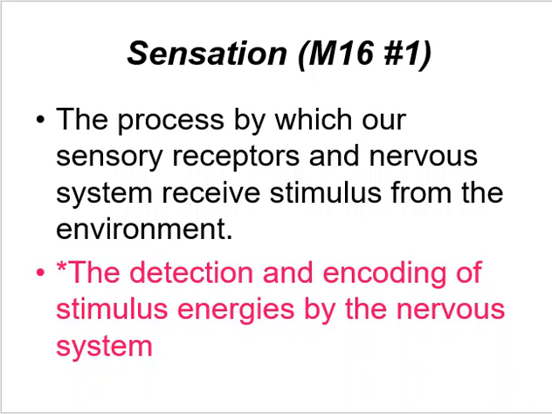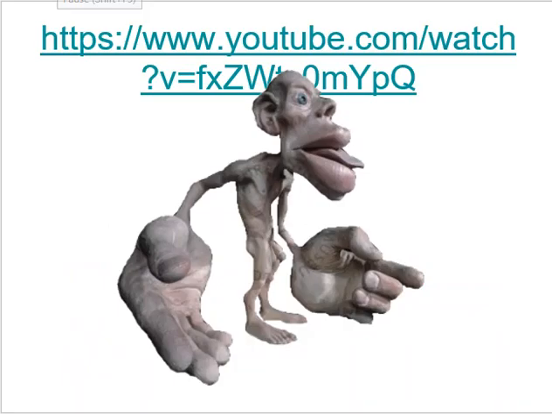And sensation is the process by which our sensory receptors and nervous system receive stimulus from the environment. So another good definition of this is the detection and coding of stimulus energies by the nervous system. So taking in any sort of sensory information, whether it be touch information, visual information, auditory information, or olfactory information, and sending that to the brain in order to process and make sense of that information.